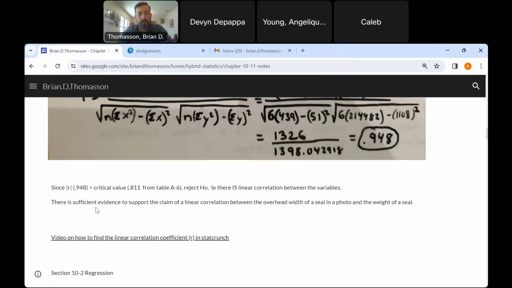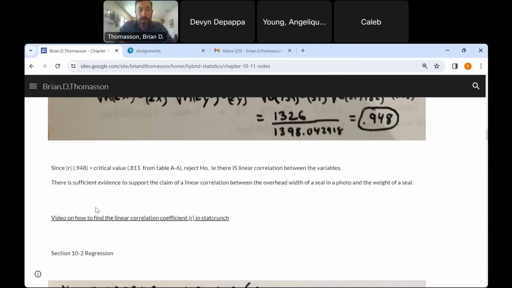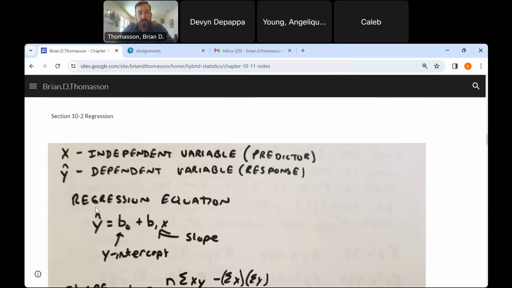All right. Now we're going to go into section 10.2, and what 10.2 is basically is a regression equation, and we'll figure out why we actually care if something's linearly correlated or not.